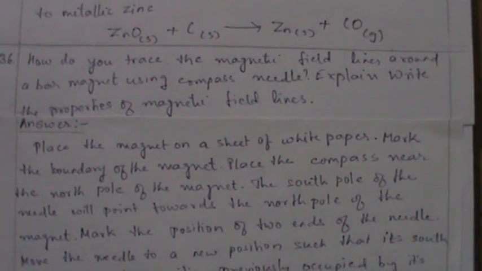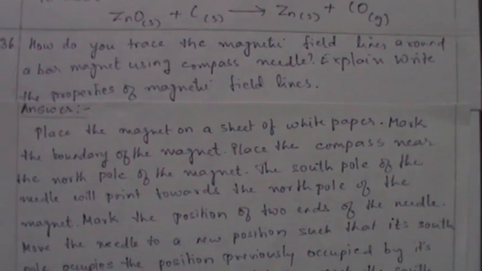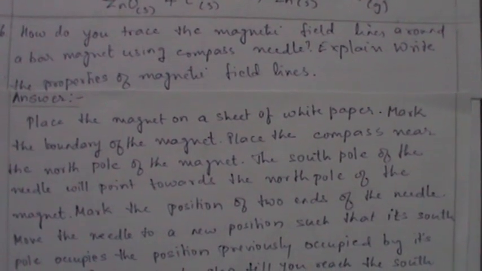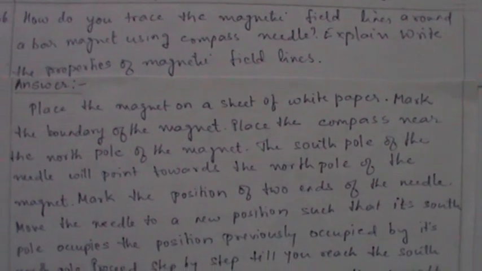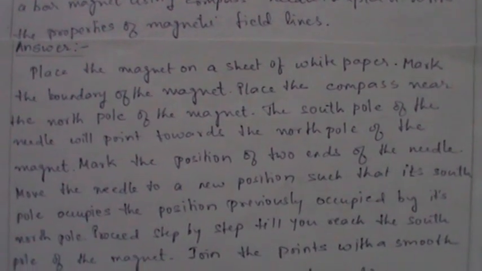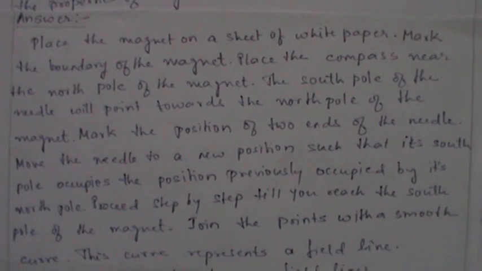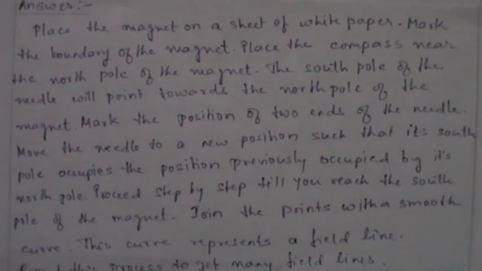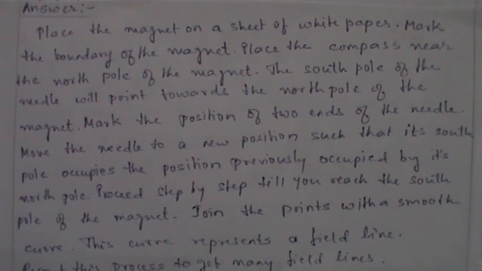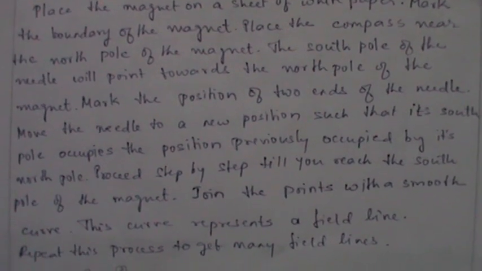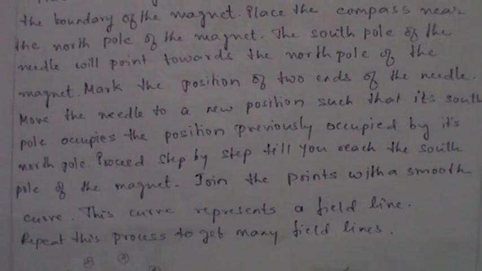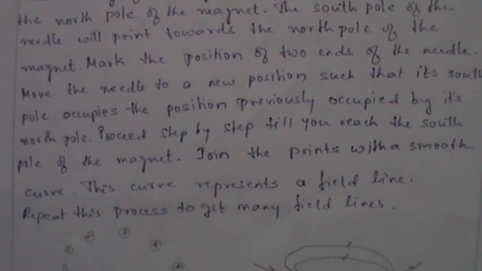Answer. Place the magnet on a sheet of white paper. Mark the boundary of the magnet. Place the compass near the north pole of the magnet. The south pole of the needle will point towards the north pole of the magnet. Mark the position of the two ends of the needle. Move the needle to a new position such that its south pole occupies the position previously occupied by the north pole. Proceed step by step till you reach the south pole of the magnet.